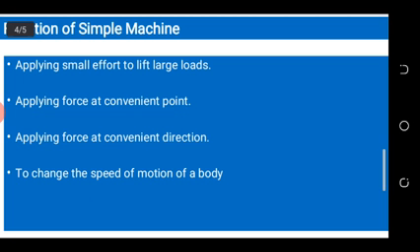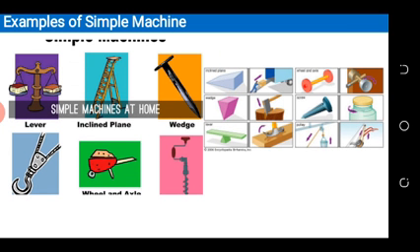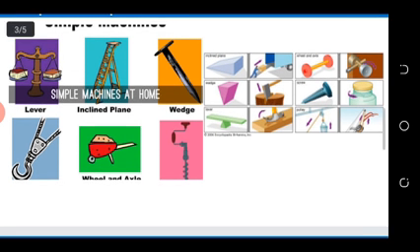Now, it can help you apply the force in a convenient direction. It's a similar thing. It can also change the speed of motion. When you are driving a nail down through a wooden material, if you use a stone, for example, the speed at which the nail will go down the material would be different compared to when you are using a hammer. So these are some of the functions of simple machines.